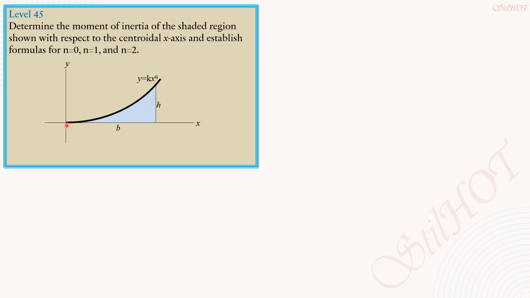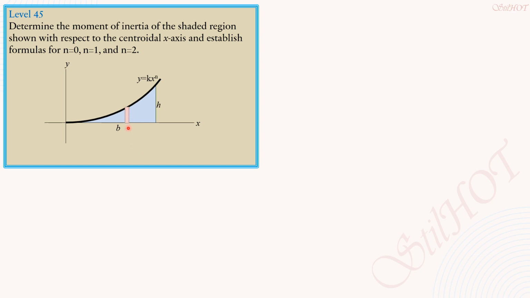Remember that we already derived the moment of inertia with respect to the base, with respect to the x-axis, and if you can recall, it is bh cubed over 3 times quantity 3n plus 1. And for the area, it is in general bh over n plus 1, but we will derive it again here. And for the centroid, we will establish a formula for the centroid yg.